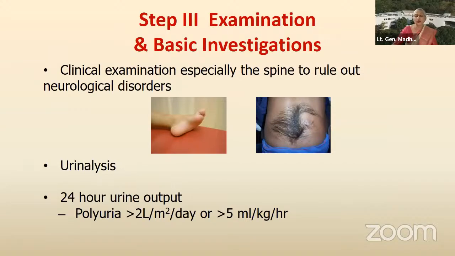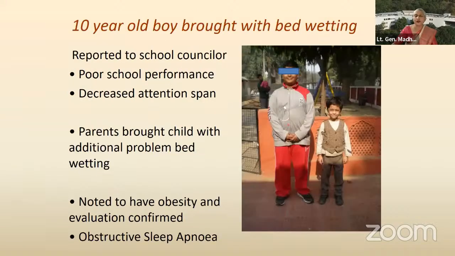There is no question of escaping a good clinical examination, just to rule out any neurologic abnormality such as a pes cavus or a tuft of hair, a good urine analysis, and a 24-hour urine output, because a child may be incontinent because of polyuria. And this could be because of either diabetes mellitus or diabetes insipidus. So if the child is passing more than 5 mL per kg per hour, or more than 2.2 liters per meter square per day, that is defined as polyuria and needs to be evaluated right in the beginning.